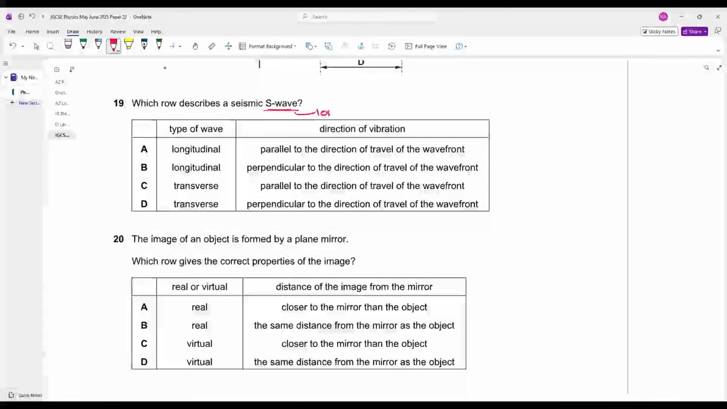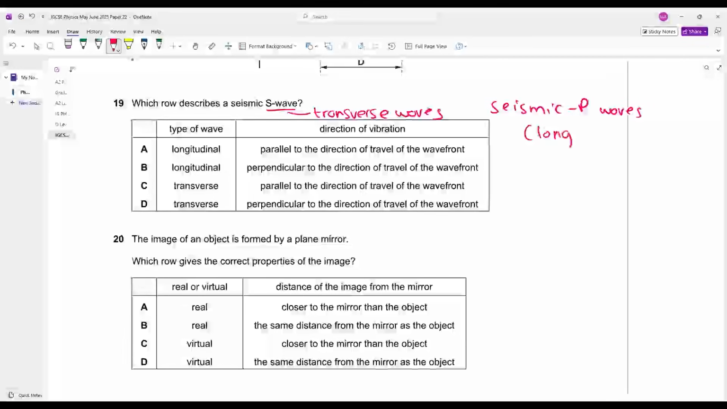Seismic S waves कौन सी होती हैं? Longitudinal. Sorry, my bad. Seismic S waves are which waves? Transverse waves. यहाँ पे लिख देता हूँ, seismic S waves are transverse waves and seismic P waves कौन सी होती हैं? Seismic P waves are longitudinal waves। बच्चों ये बात याद रखना.